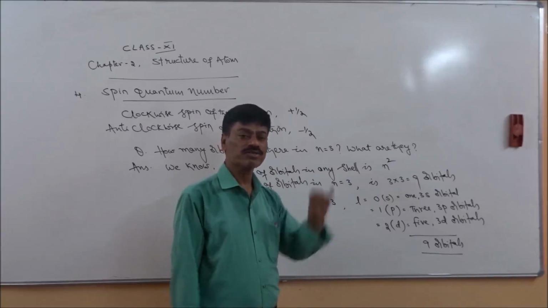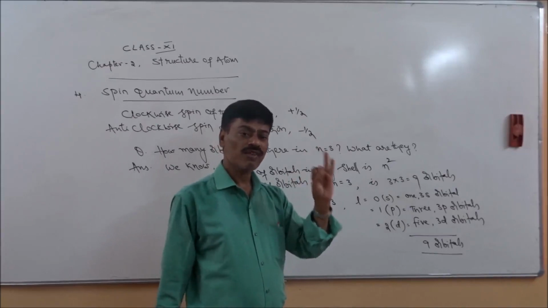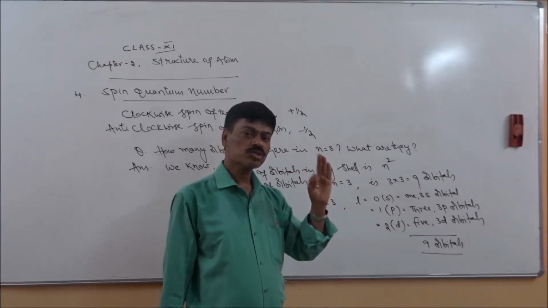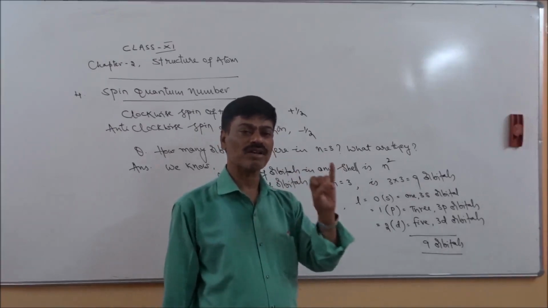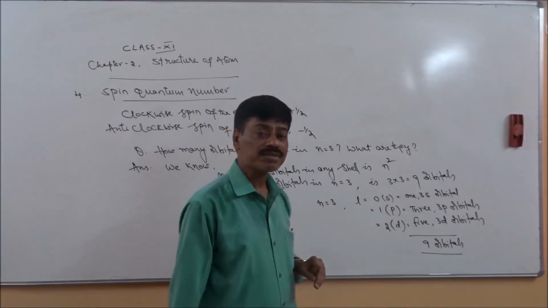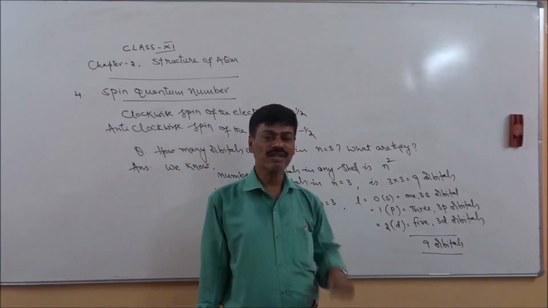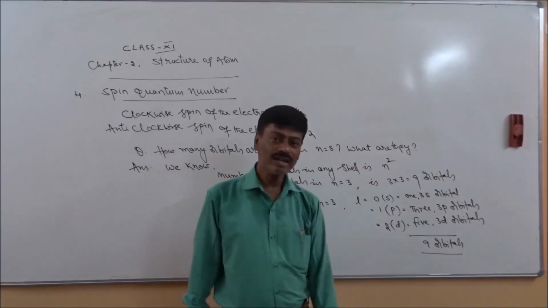And those 3 values are 0, 1 and 2. 0 means S subshell. 1 means P subshell. 2 means D subshell. So S subshell will always have only 1 orbital. P subshell will always have 3 orbitals. D subshell will always have 5 orbitals. So that way if we count, we will get 9 orbitals.